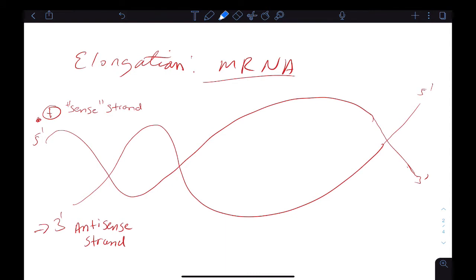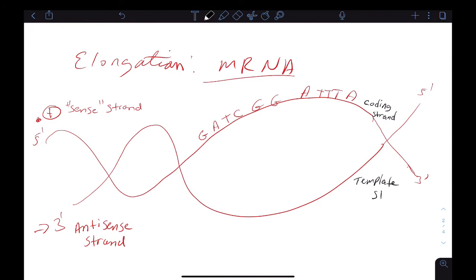Now, let's make some bases over here. Let's say, for example, this is a G, maybe an A, a T, C. Yeah, let's go with another G, G, A, T, A. There we go. Then if we come down over here, of course, we expect the opposite in the antisense strand. Oh, by the way, the positive sense strand, the plus strand, can also be referred to as the coding strand, and the antisense strand we can refer to as the template strand.